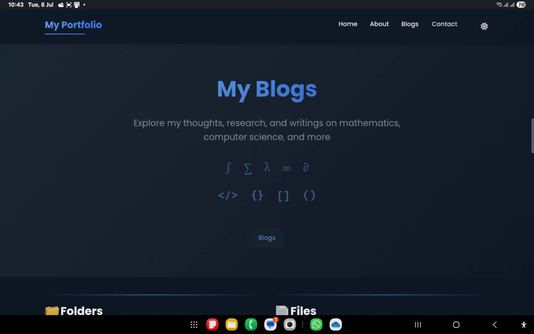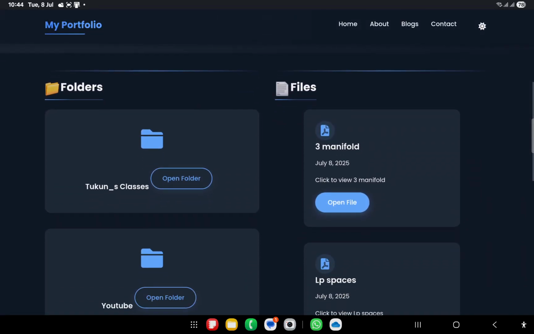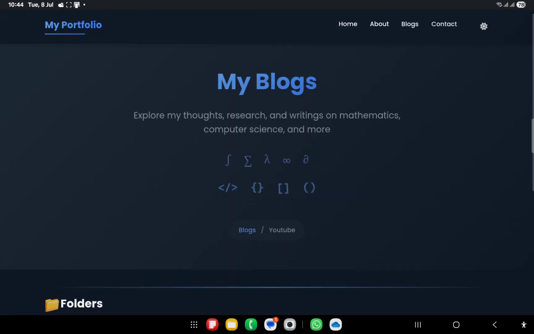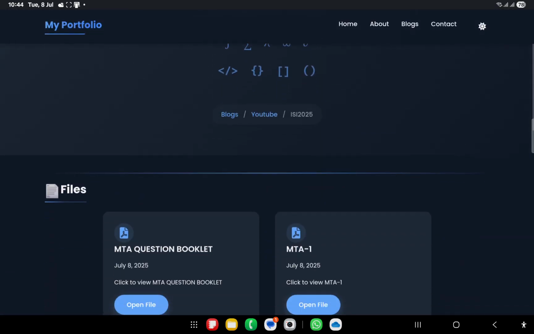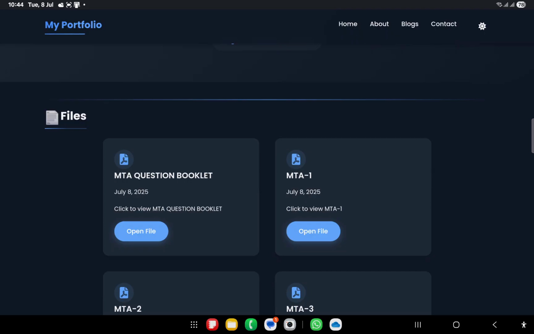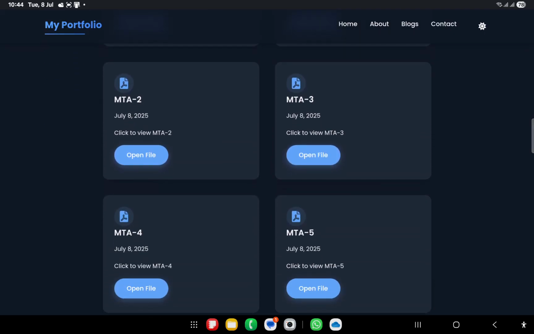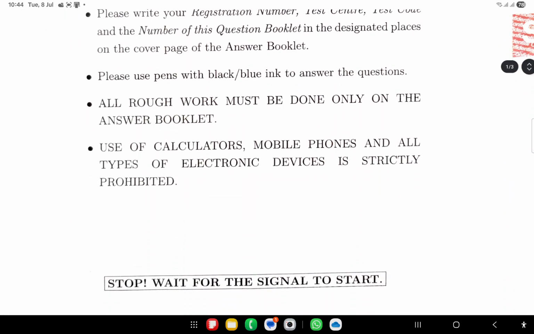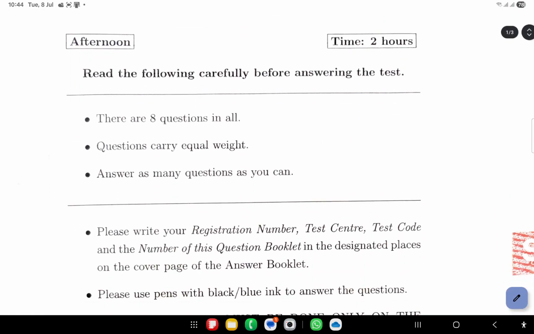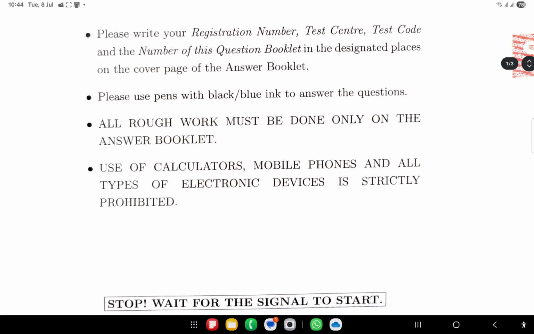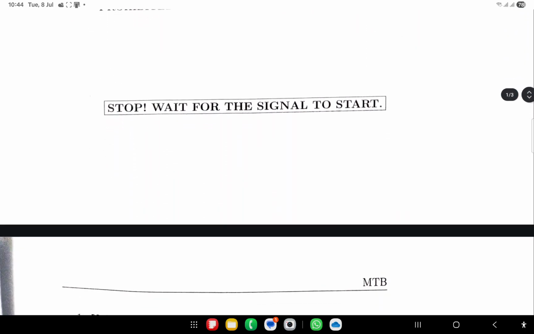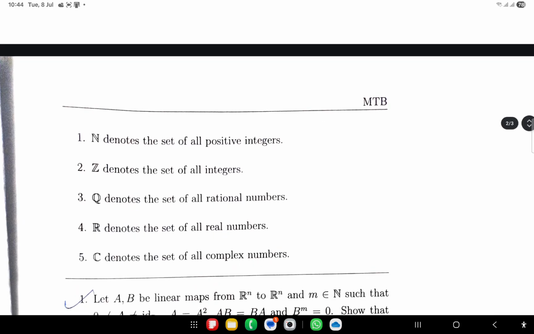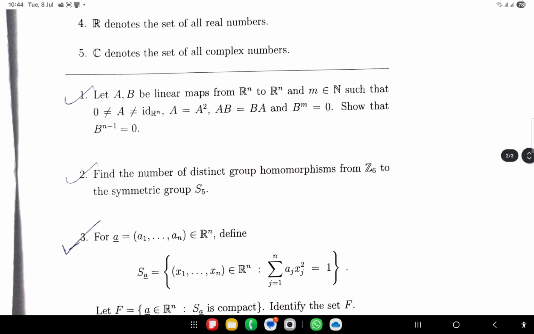Today is the first lecture of MTB. So first let me show you the question. You can get the question here. There is the booklet MTB, and you get the booklet by clicking here, and this is the MTB as you can see, and you also get 2 hours for it. Same configuration, 8 questions. First question, let's see.